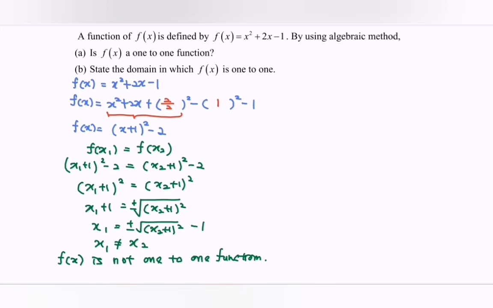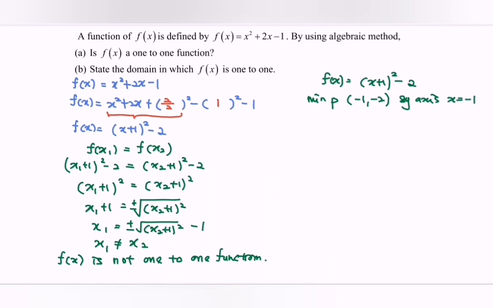B. State the domain in which f(x) is a one-to-one function. In order to get the one-to-one function, we need to refer to the standard form, by referring to the maximum or minimum or the symmetrical axis. So here we have the function f(x) equals (x plus 1) squared minus 2. For this case, we have the minimum point, which is (-1, -2). The symmetrical axis refers to the value of x equals -1.